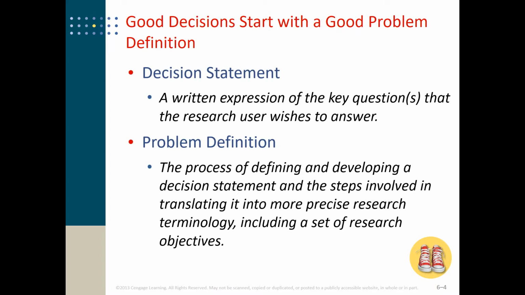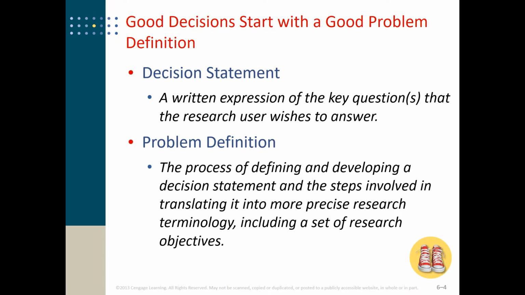Since this is the key question research will be answering, it has to be clear and it has to be very specific. And this decision statement is a part of the whole problem definition process. The problem definition is a large process that involves defining and developing a decision statement and also steps involved in translating this decision statement into some actionable research questions and research hypotheses. So you understand this problem definition involves a number of steps.